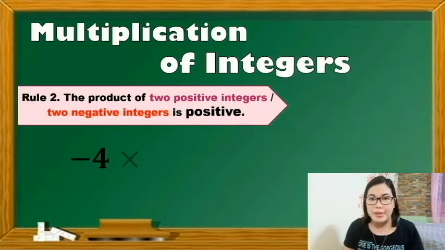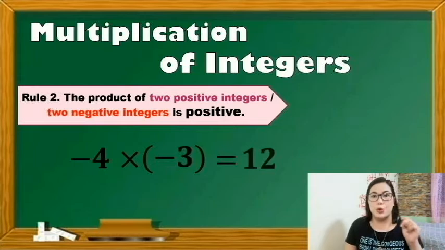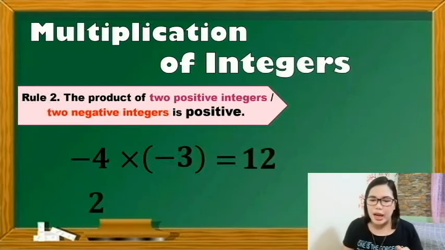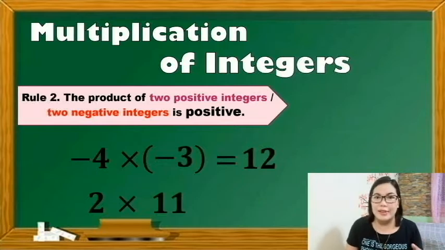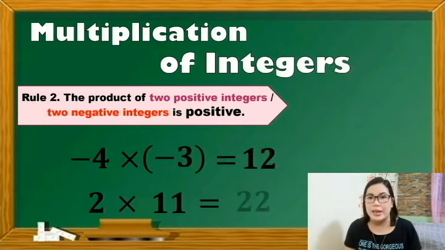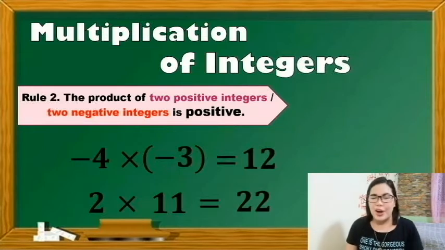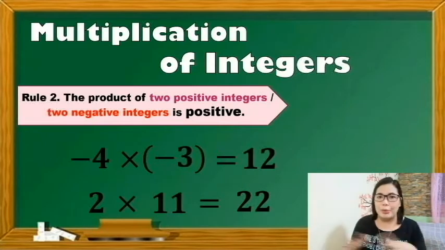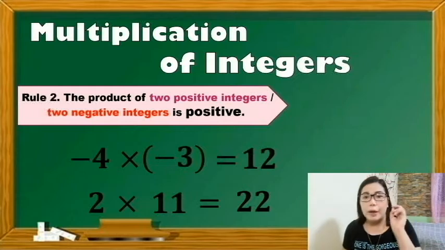Okay, so let's have an example for this rule. Negative 4 times negative 3. So, pareho nga negative. So, the product is positive. So, we have positive 12. Yes. Another one. We have 2 times 11. So, pareho nga positive integer. So, therefore, the product is also positive. So, we have positive 22. Okay, very good. Now, ang pangutana, what if nga ang ato ang mga numbers nga i-multiply are more than 2.